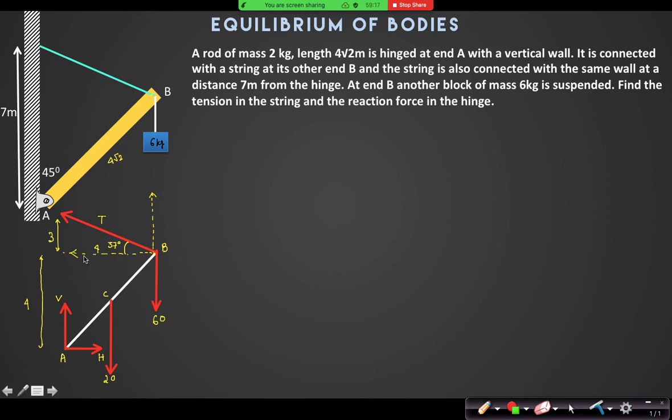Yes, sir. 45 plus 37, 82. Yes, good. So what is the component of tension here? Cos 37 degrees is 4 by 5, no? 4 by 5t, and sin 37 is 3 by 5t. It's much easier.